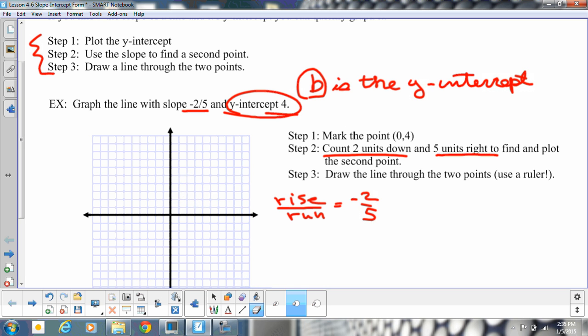Let me get rid of some of the extra dots. Let me try that again. I'm going to begin my line at the point on the y-axis of 4. I'm going to go down 2 and over 5: 1, 2, 3, 4, 5 to get my second point. And I'm going to draw a line through my 2 points. Use a ruler, please.